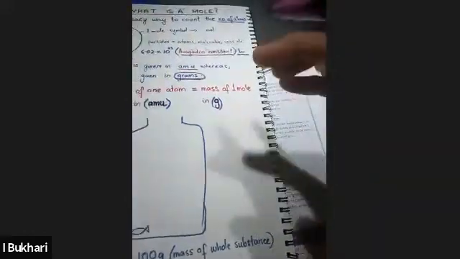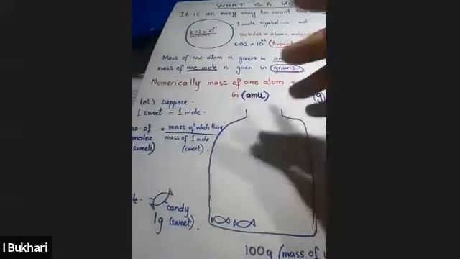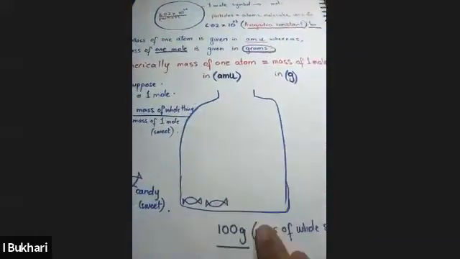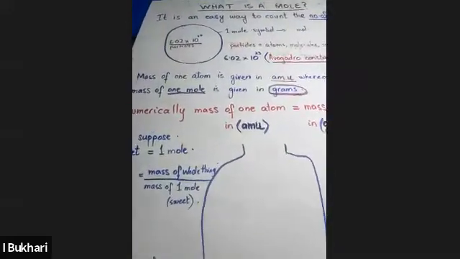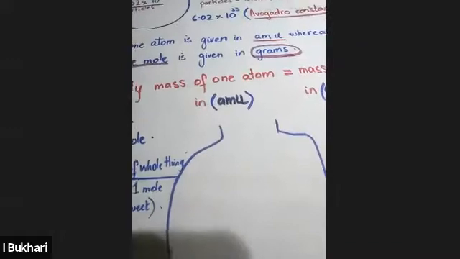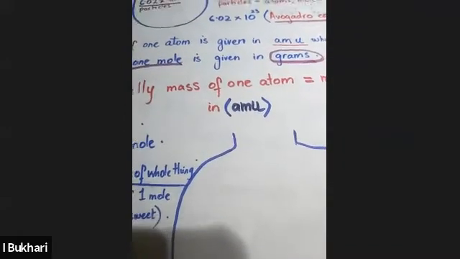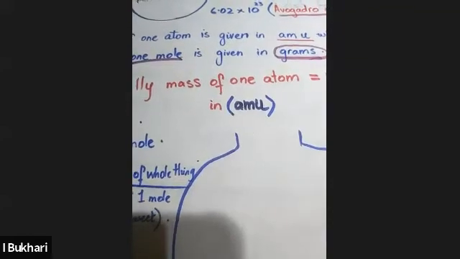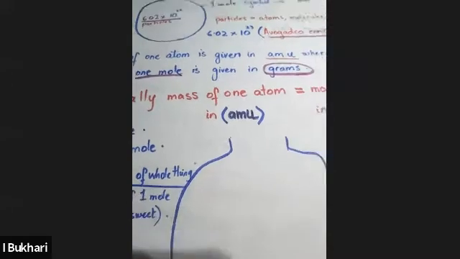Now, in molar calculations, they usually ask you to calculate the number of moles. They give you the total mass and ask you the number of moles, or they will give you the number of moles and ask you the mass, or they will give you the mass as well as the number of moles, and then ask you to find out the mass of 1 mole, the molar mass. Okay, now how to go about it?